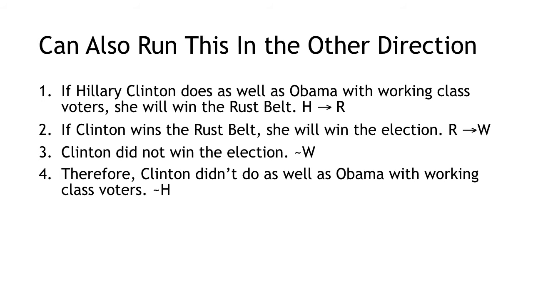Now, I'm not saying this is a cause here. Obviously, her not winning the election didn't cause her to not do as well with these voters. It's the other way around. It's just from the fact that, if these other statements are true, then you know she didn't do as well with these voters as Obama did, right? If it's really true that if she did as well, she'd win, and she didn't do as well, she didn't win, then you know she didn't do as well, right? So why does this form of argument work?